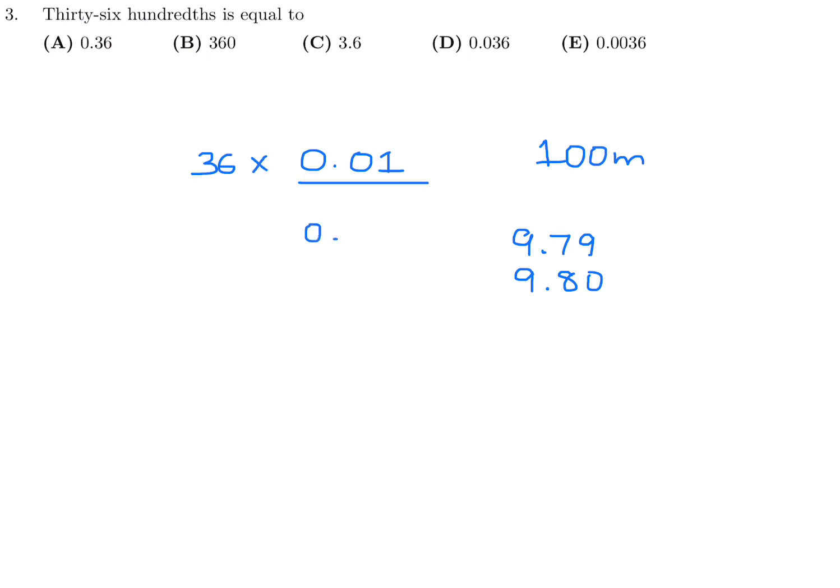So that's just 0.36. And I'd like to give a shout out to Ben Johnson, who ran 9.79 at the Olympics back in 1988 to win the gold medal. And we all know what happened after that.